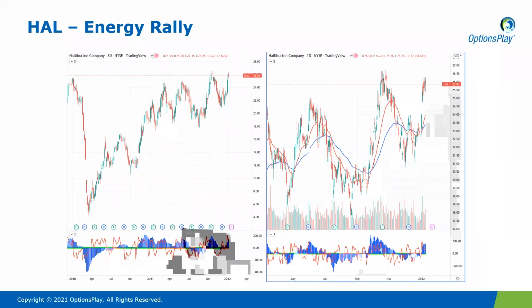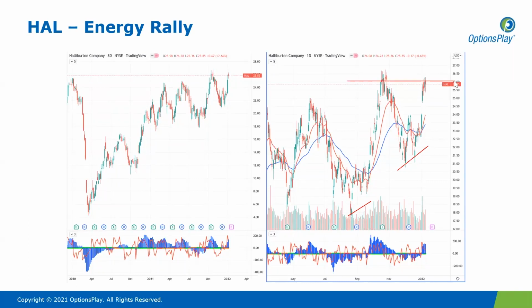So Halliburton, part of the energy sector, and it's at a pretty interesting level. So we are seeing higher highs, or I should say higher lows, essentially with price being squeezed at around this 26 to 26.50 area. Some clues as to some bearish price action at this level, despite the strong momentum that it's currently experiencing.